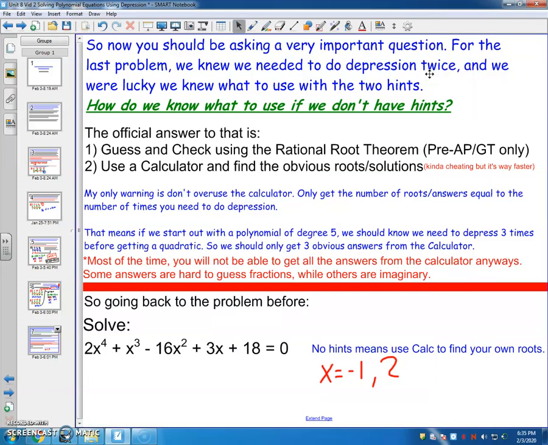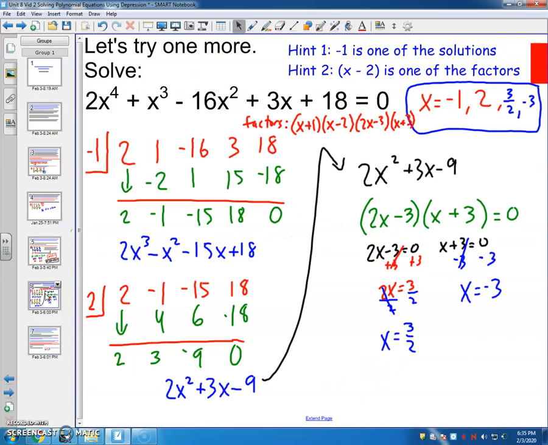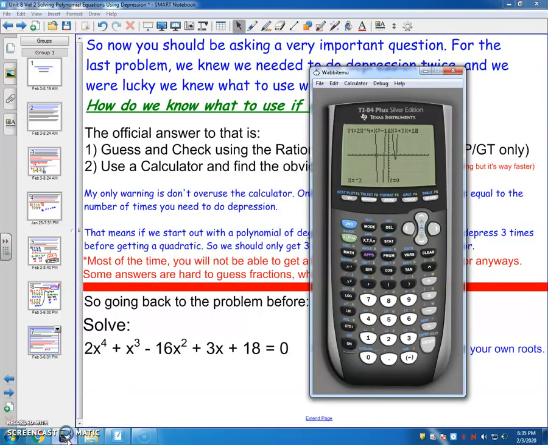Now notice that last answer from before was a fraction, 3 over 2. So you might not see it, but this one over here, if I try trace 3 over 2, I'll get 0 because that's one of the roots. If you don't like tracing and guessing, if you don't like looking at the graph, you can press second table and try to find where y is 0.